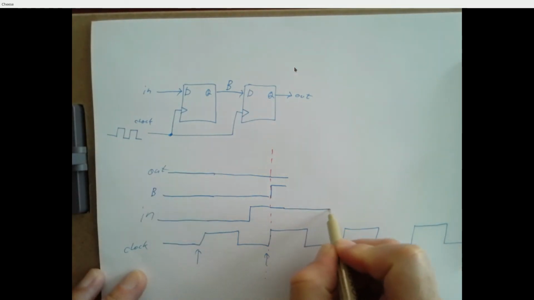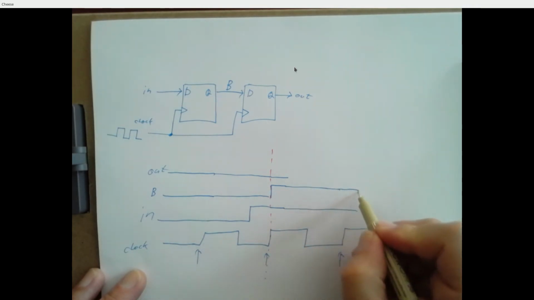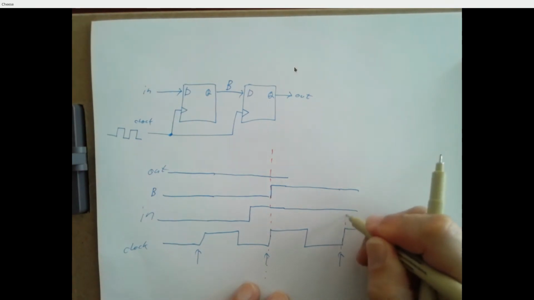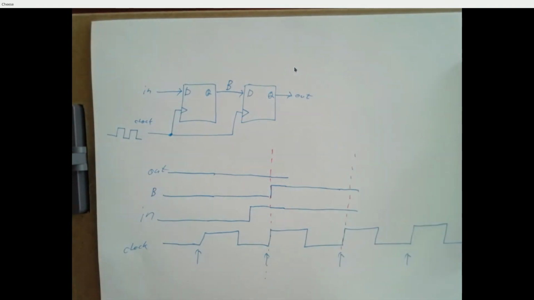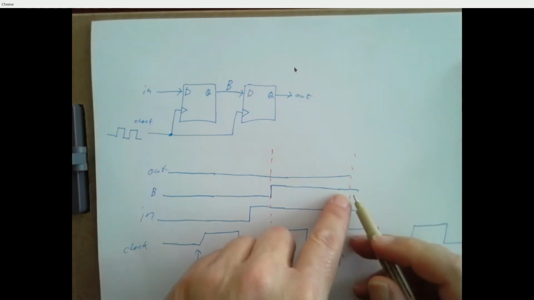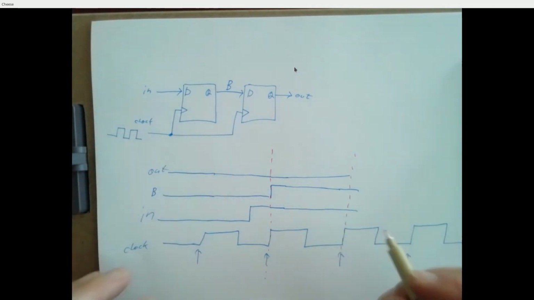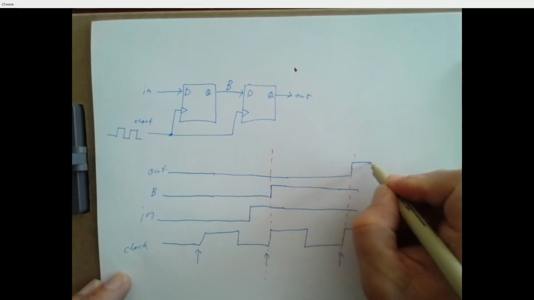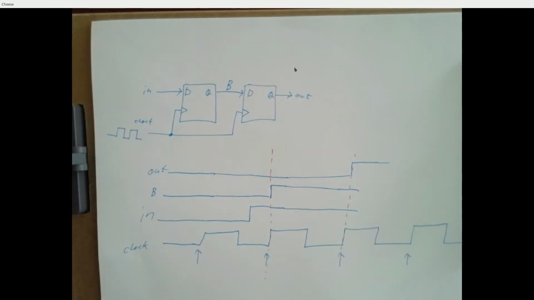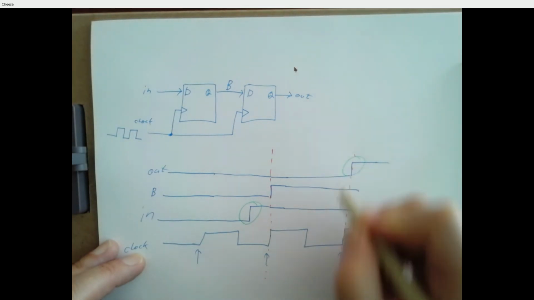Now we go on to the next clock tick. And B is going to stay high, right, because the input is still a 1. But at this clock tick, since the B input is 1, the Q output's going to change to match it. The output's going to go high. And that's the delayed response we're looking for.